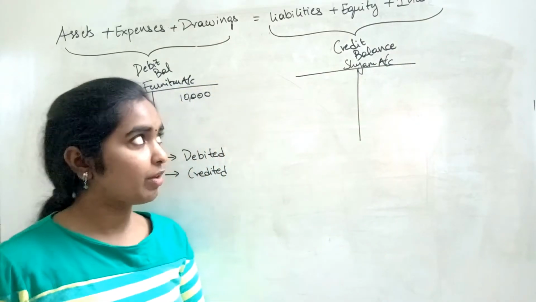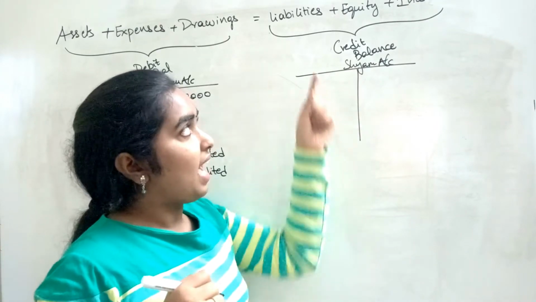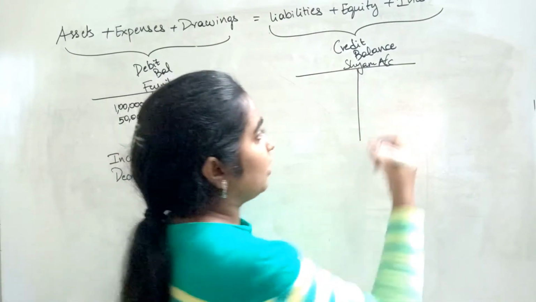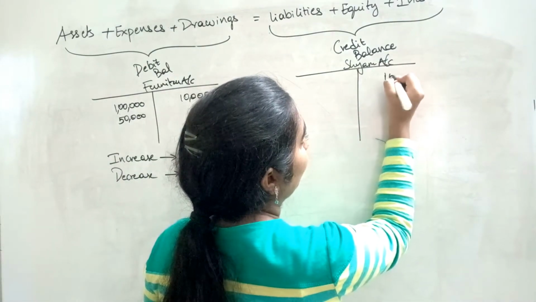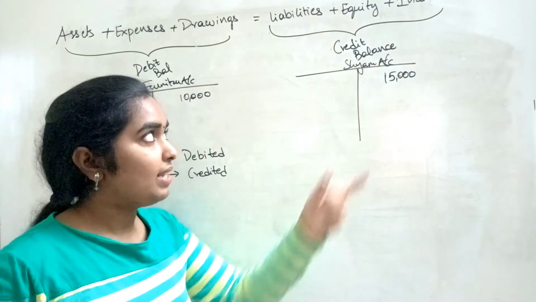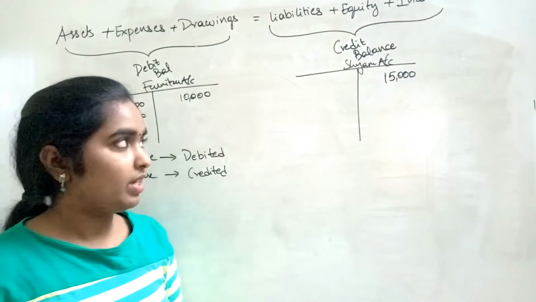Let's say we have taken some loan from Sham. In that case, as it is having a credit balance, the opening balance will be on the credit side. Let's say we have taken a loan of 15,000. Since it's the opening balance, it will be on the credit side since it is a liability, right?